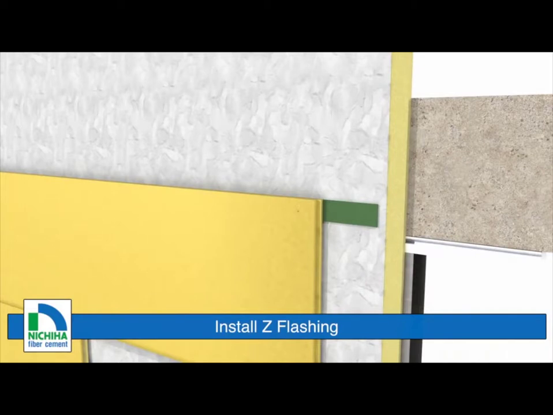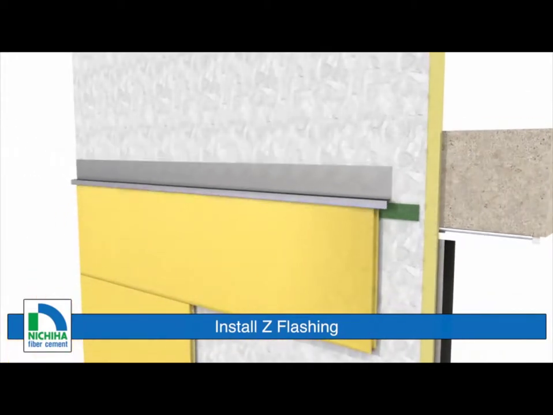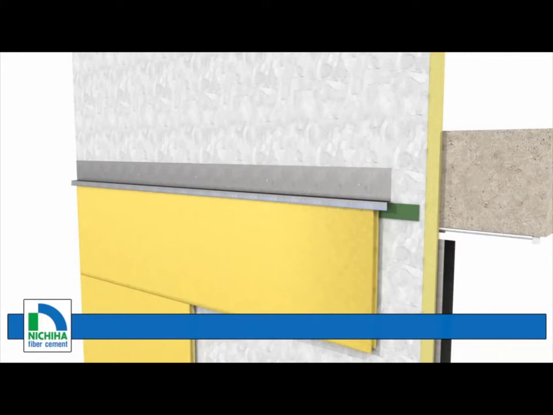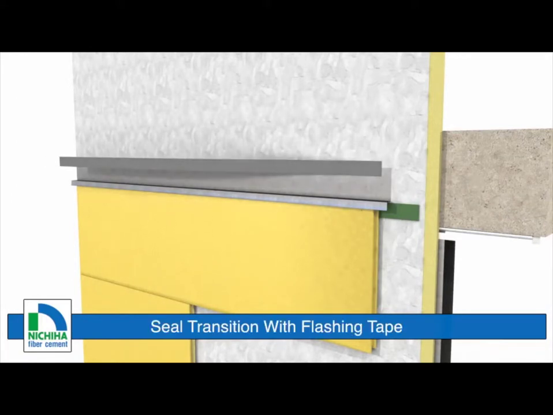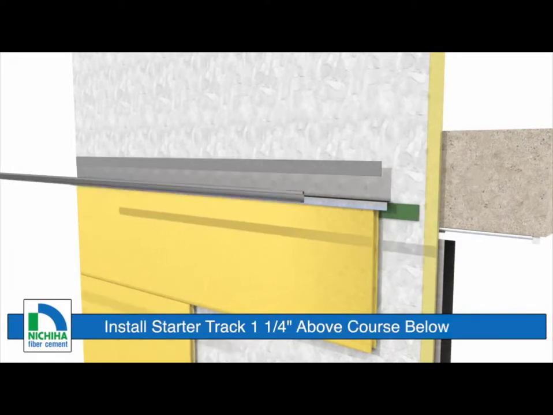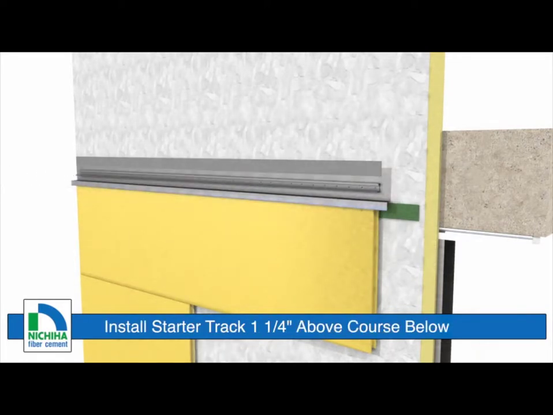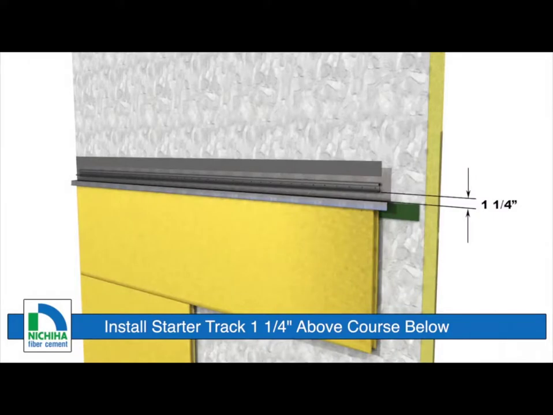Install Z-flashing above the last course, leaving a 1/4 inch gap between the Z-flashing and the top edge of the last course. Use flashing tape to seal the flashing to the weather resistive barrier. Install the starter track 1¼ inches above the panel below. This will create a 1/2 inch clearance between the courses, creating the desired compression joint.